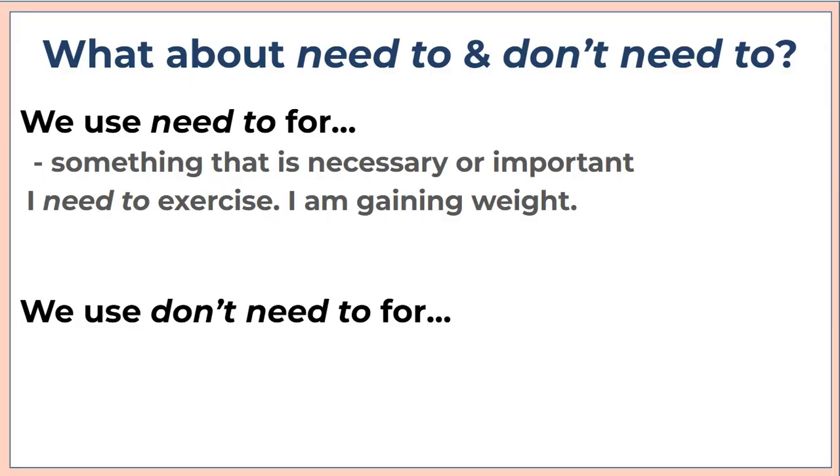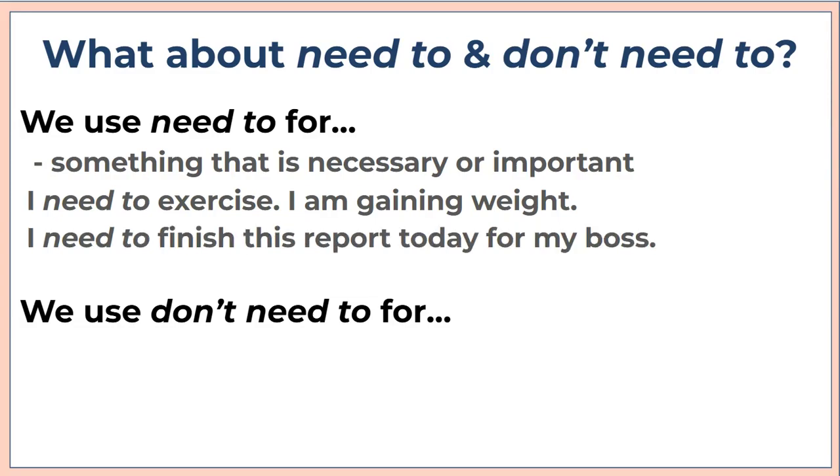All right, so let's look at this example. It says, I need to exercise. I am gaining weight. In this example, this is necessary to the person themselves. Nobody is telling them that they need to exercise, but this is necessary or important to them. I need to finish this report today for my boss. In this example, we see need to being used as something that is necessary from someone else. So the boss is saying that it is necessary for this report to be finished.